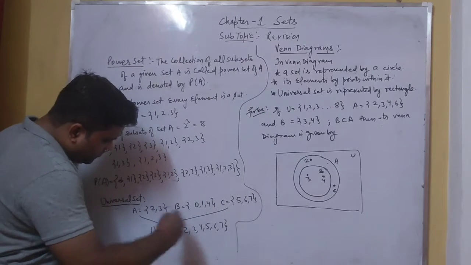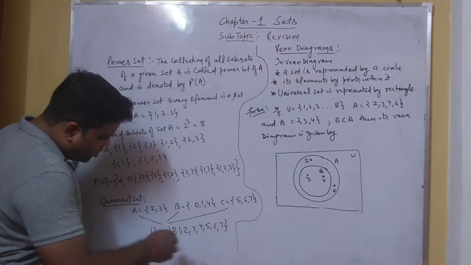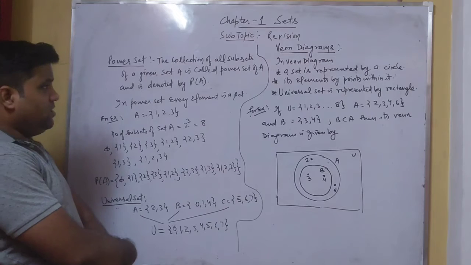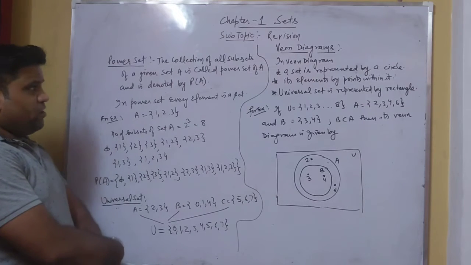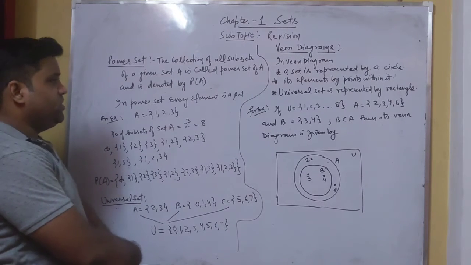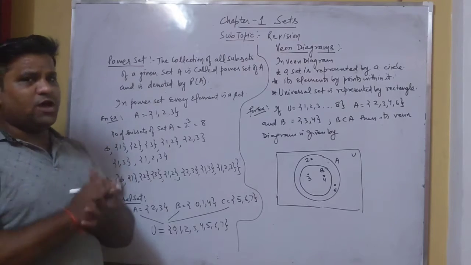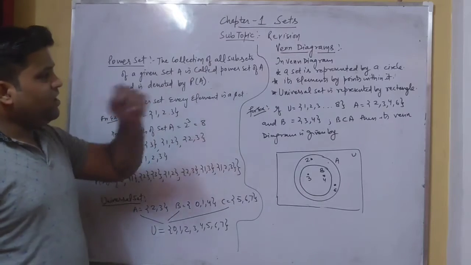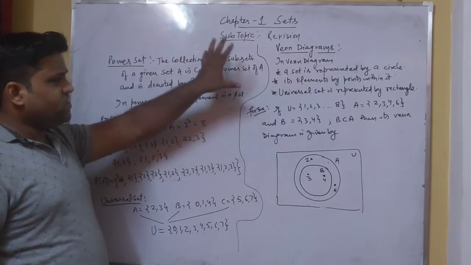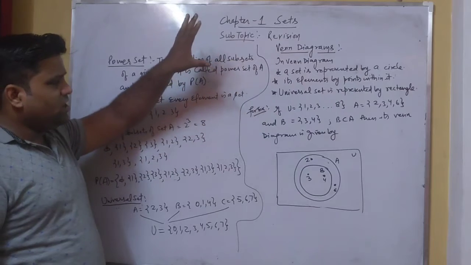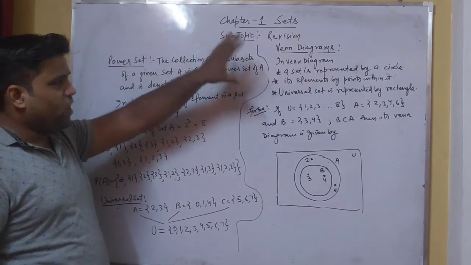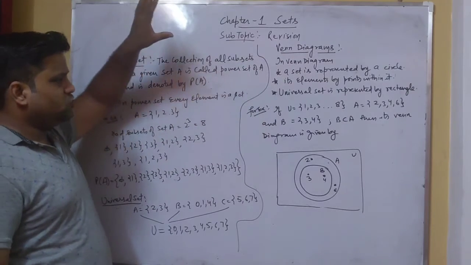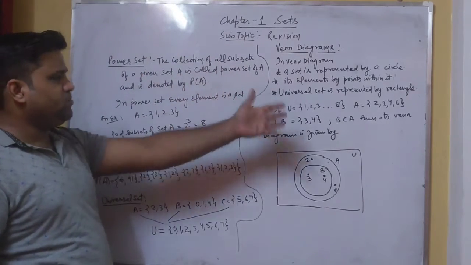So this is the universal set, which is the superset of all sets. Another topic is Venn diagrams. It was given by John Venn, from 1834 to 1883. It shows the relationship between sets by using diagrams. In a Venn diagram, we represent a set by a circle, the elements contained in a set by points within it, and the universal set, which is the superset of all sets, is represented by a rectangle.